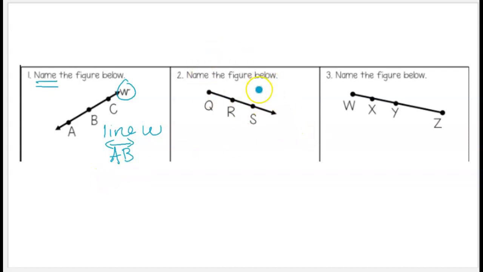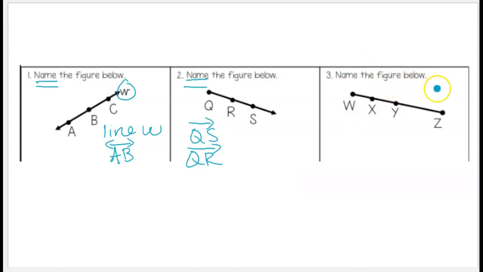All right, name the figure below. This is a ray, yes, but I'm going to name this ray. This ray could be named QS. So here's our endpoint toward S in the infinite direction, or QR. That R point is also going in the infinite direction.